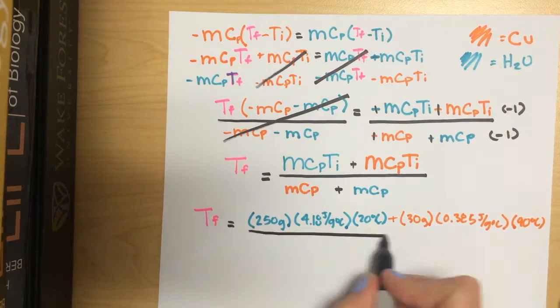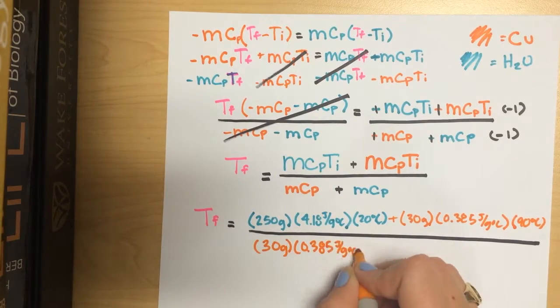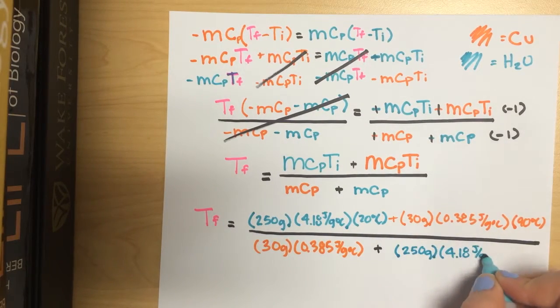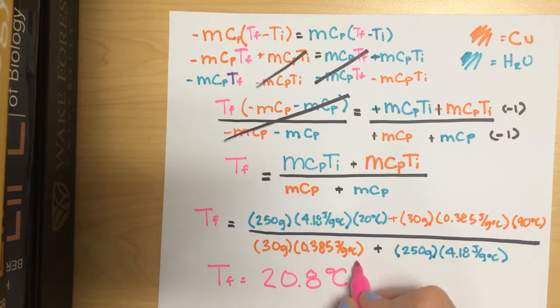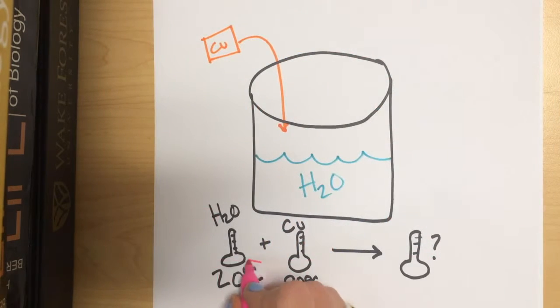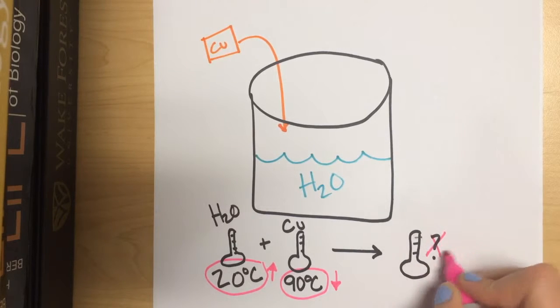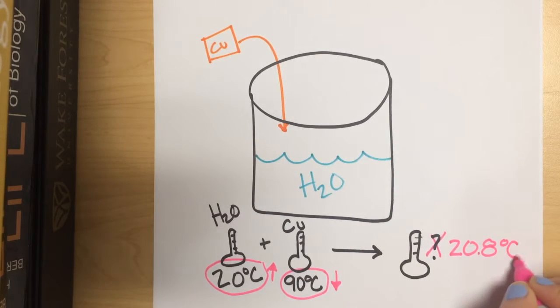Eventually, all the units cancel out except for degrees Celsius. We end up with an answer of T final is equal to 20.8 degrees Celsius. Thus, using the information provided and the concept that the water gains all of the heat released by the copper, we were able to determine the final temperature of the system.